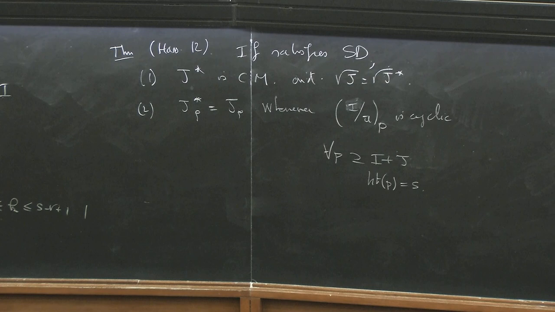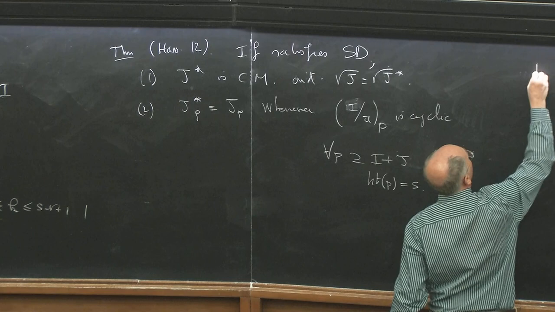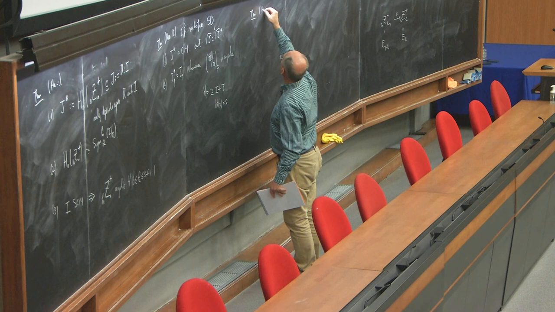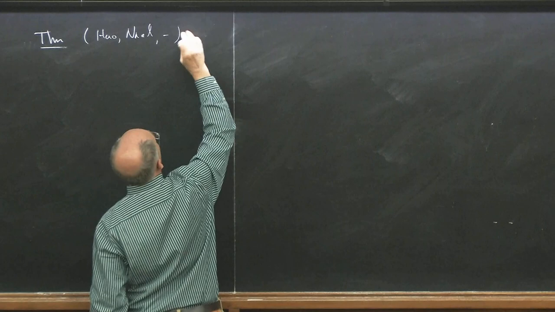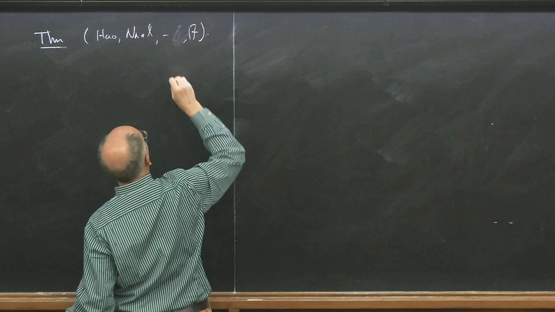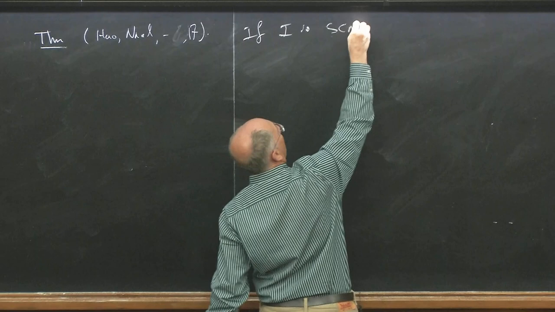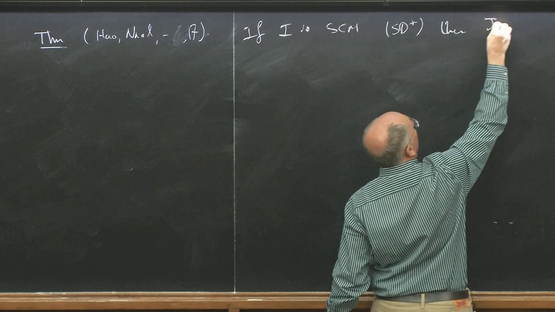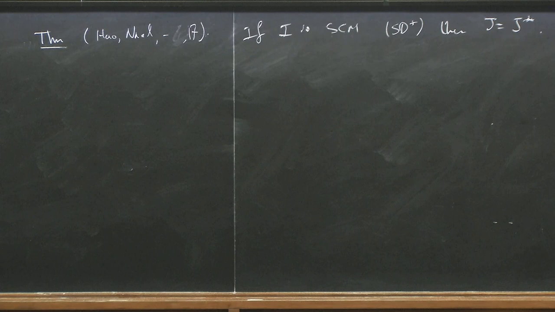Okay, so for the first question, Hoa, Nayegetun, and myself proved that, this was 17, I think, anyway, that if R is strongly Cohen-Macaulay, well, in fact, a weaker condition, which is a little more than the sliding depth, has to be satisfied, this SD plus, then J equals J star always. Okay, so if you start from a strongly Cohen-Macaulay ideal, then you always have this.